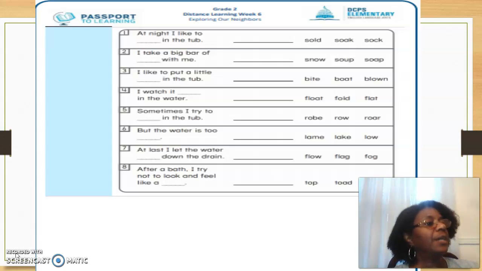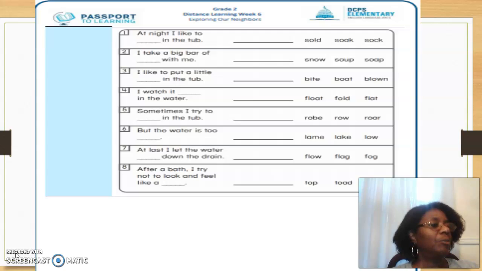Number 2, I take a big bar of blank with me. Would it be snow, soup, soap? Number 3, I like to put a little blank in the tub. Would it be bite, boat, blown? Number 4, I watch it blank in the water. Float, fold, flat. Number 5, sometimes I try to blank in the tub. Robe, row, rower.